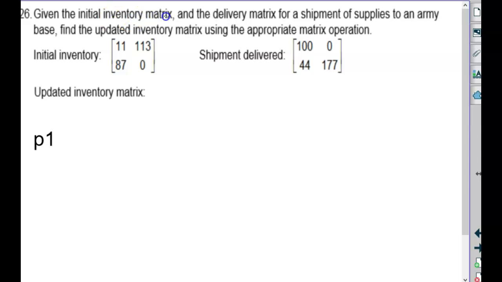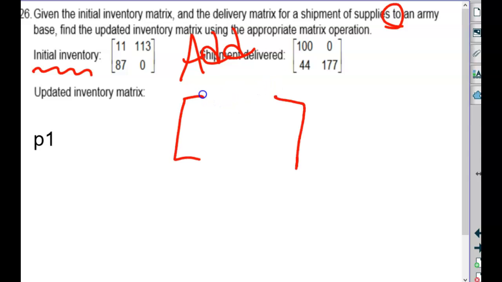26. Given the initial inventory matrix, so this is an inventory matrix of what they currently have on an Army base. Then a shipment of supplies was delivered to the Army base. They did not deliver it somewhere else. It was delivered to the Army base. So what is the updated matrix? What do we need to do? Okay. We need to add because something came into the base. So now what is our new inventory?